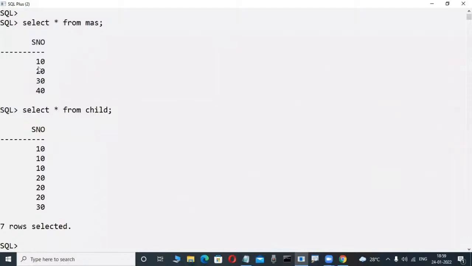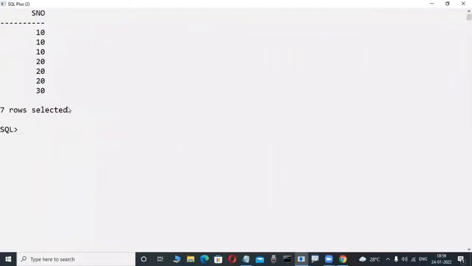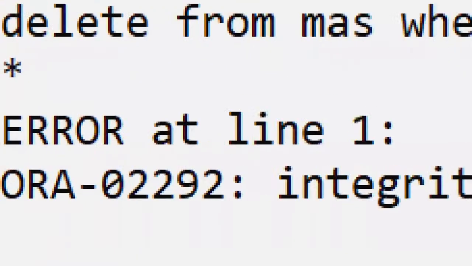Okay, now I try to delete some record. What is delete? What is insert? Up to now you don't have an idea. I'm just checking. Delete from master where s number is equal to 10. It won't work, because that 10 is already available somewhere. Yes, we are unable to delete.